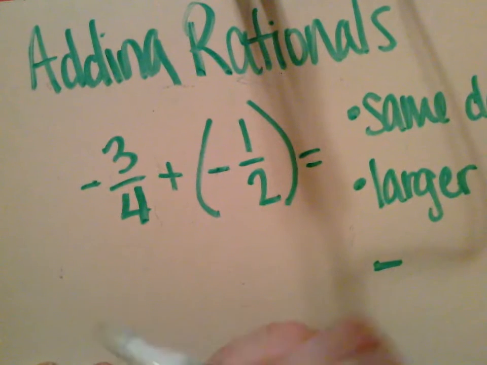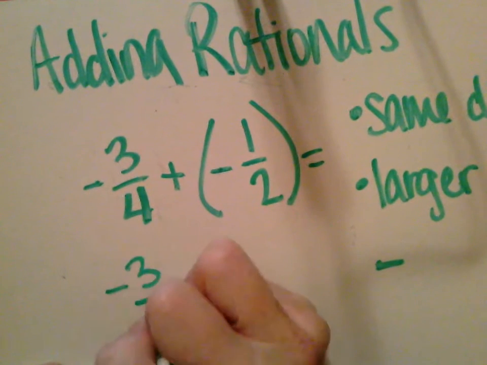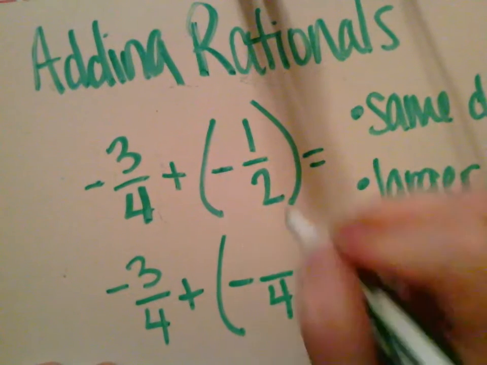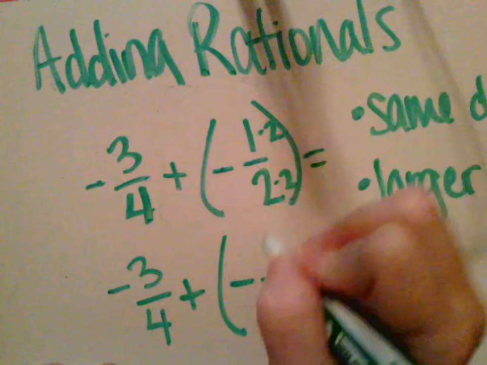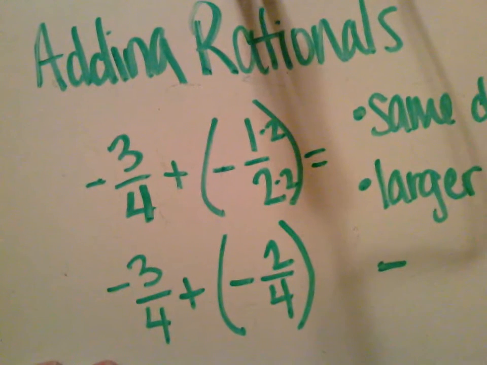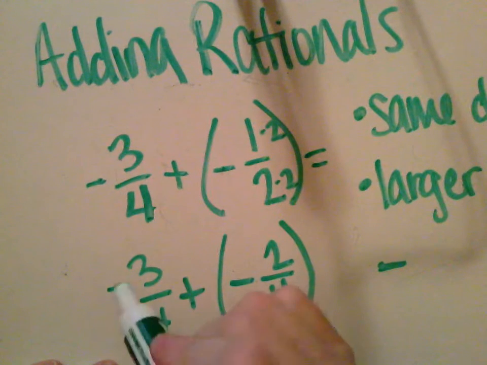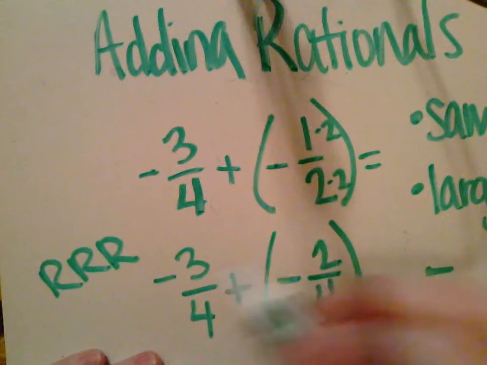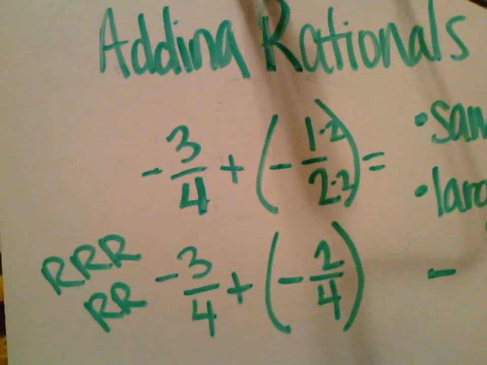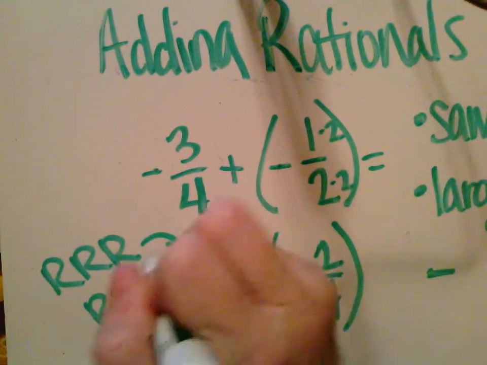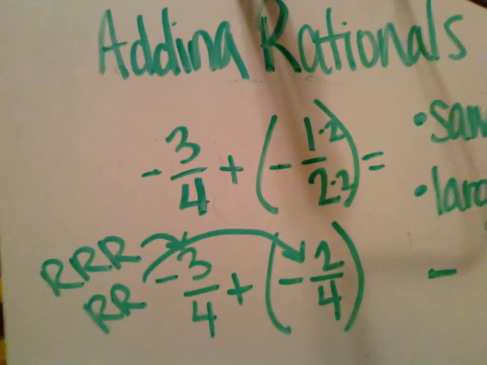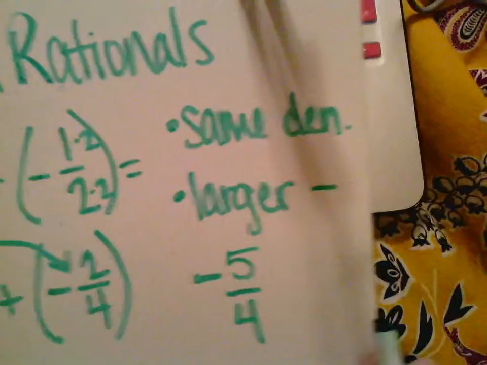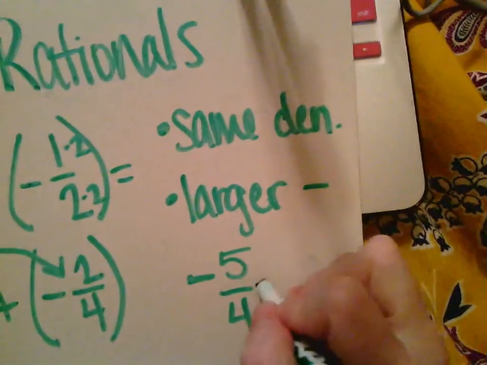Common denominator of 4 and 2 is 4, so this is -3/4 plus, if I want this one to be a 4, this is times 2 times 2. Okay? And if I have 3 reds plus 2 reds, that's where this one came from, and that's that one. So I have -5/4, but that is not simplified.